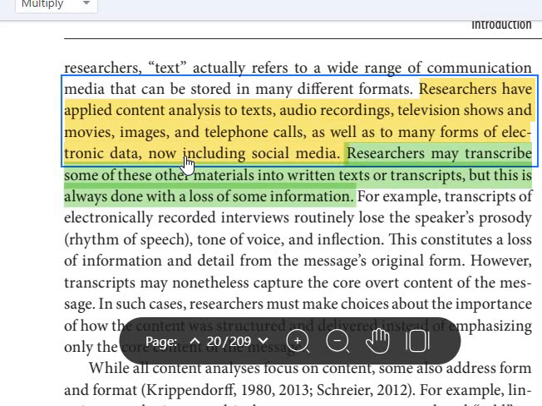Researchers may transcribe some of these other materials into written texts or transcripts, but this is always done with the loss of some information. This is what we should focus on. Yes, that's okay if you want to content analyze a movie or image or a telephone call that lasts for maybe 2 minutes, okay? But the limitation here, or the obstacle here, is the loss of information. What do we mean by loss of information?